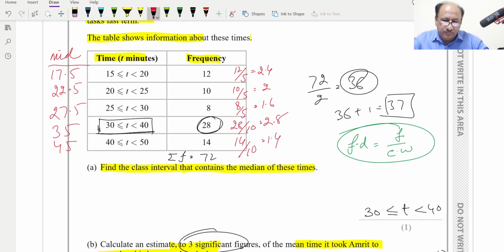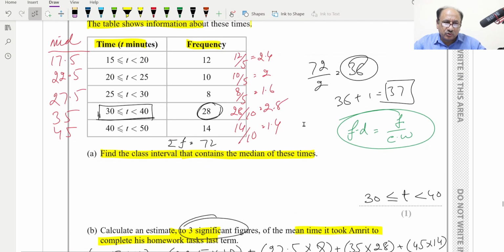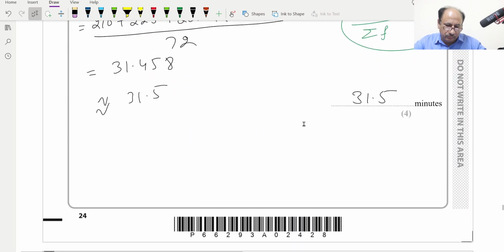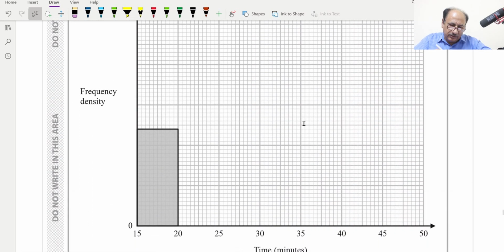So these will be the frequency densities, and we can check the column width. The first one is 2.4, and since labeling for the y-axis is not provided, we'll label it. So this is 1, this is 2, and this will be 2.4. So this height is 2.4 for us, which we can write over here, and this class width is 5, which we have indicated.